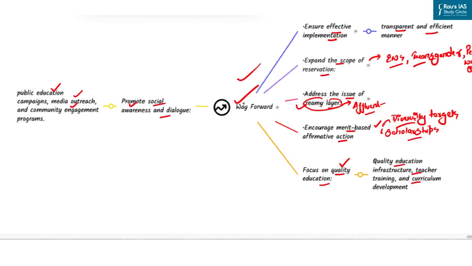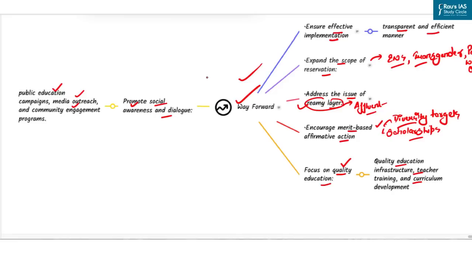Now overall, reservation in India is a complex issue that needs to be approached with nuance and sensitivity. While it has helped to address some forms of inequality, it has also created new challenges that need to be addressed. That's all for today.